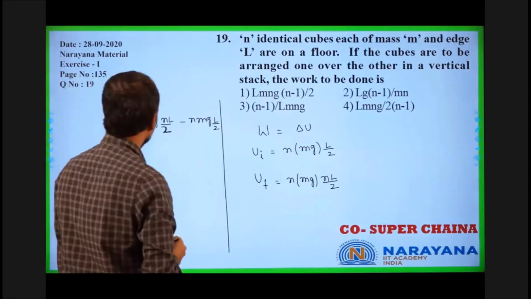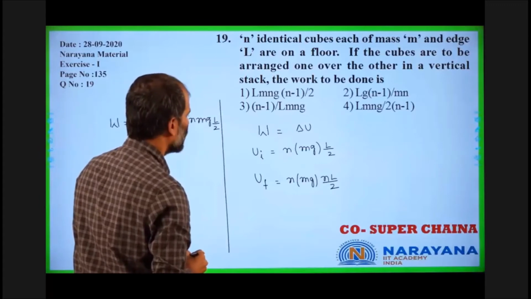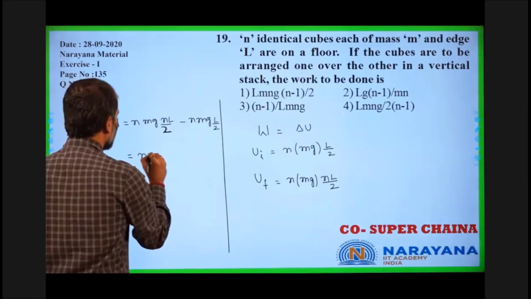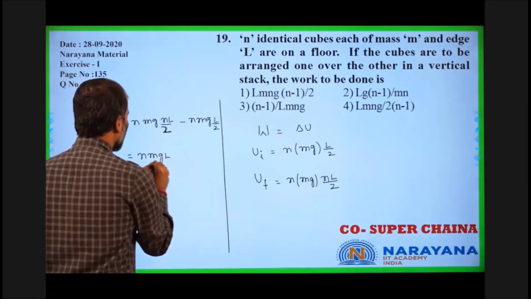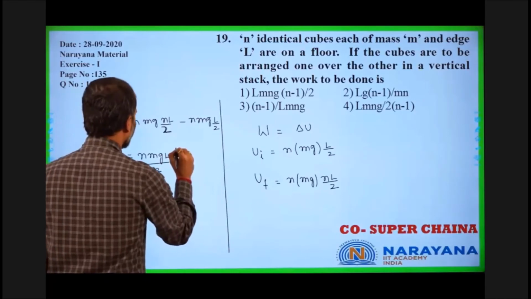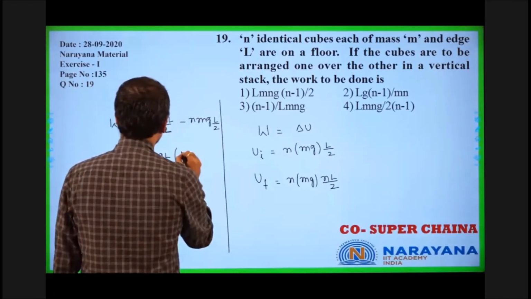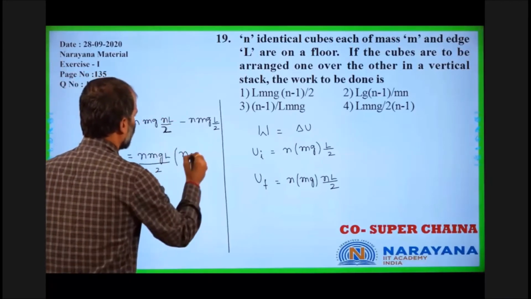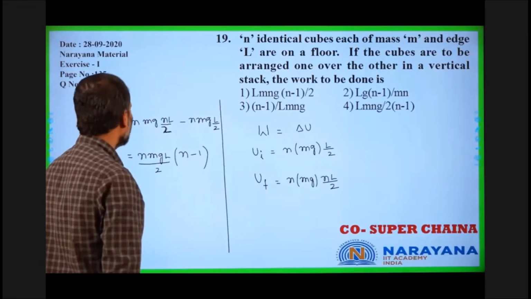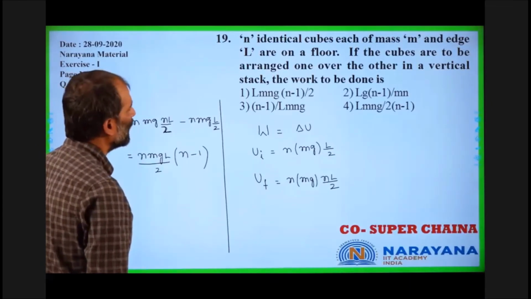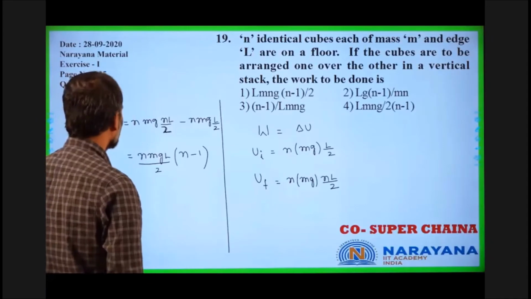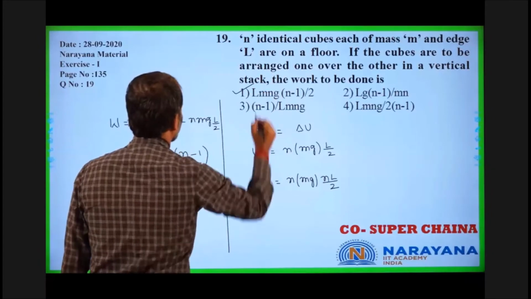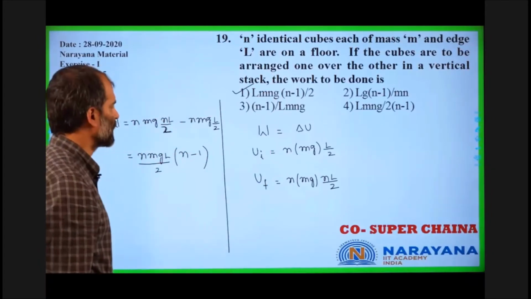So now if we consider this over here, you can take n into m into g into L by 2 common. It is now n into m into g into L by 2 into (n minus 1). So if you observe this, it matches with our first option. Hope every one of you could follow this. Right?